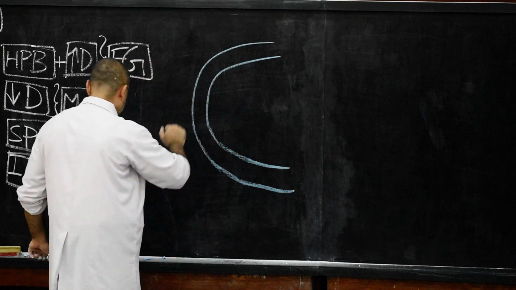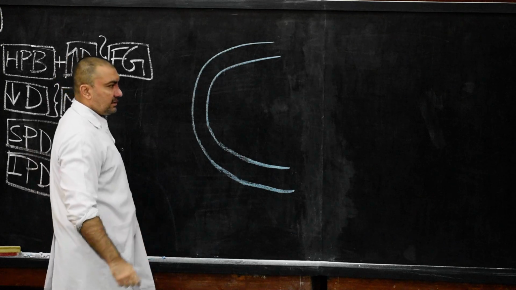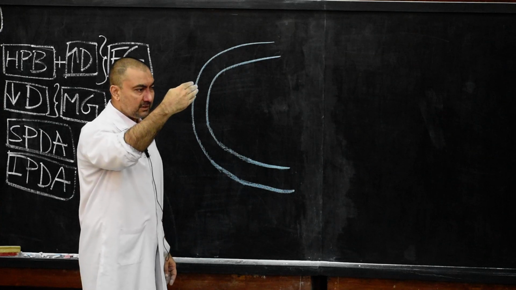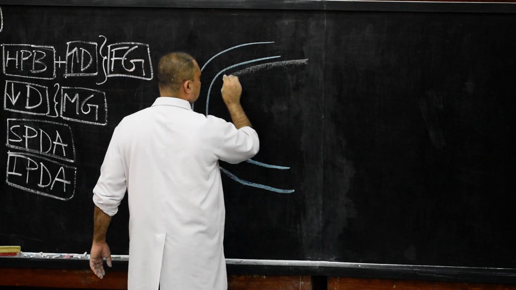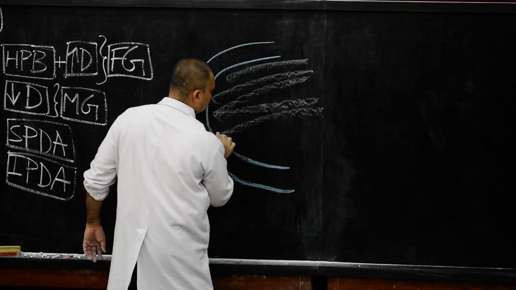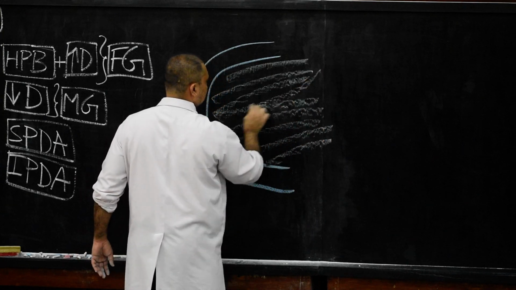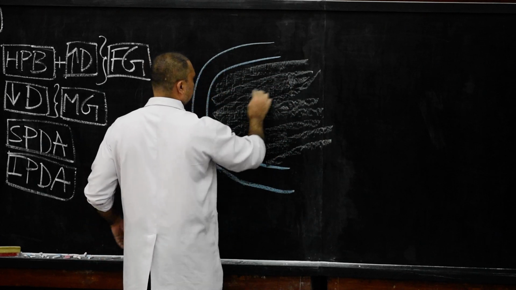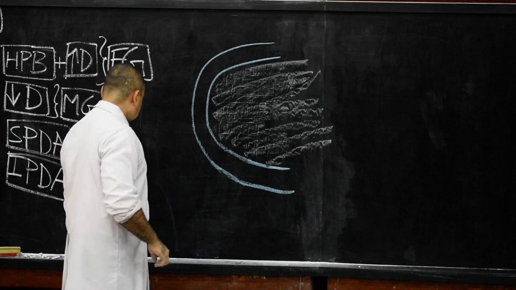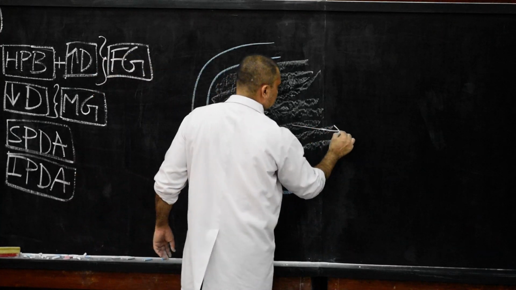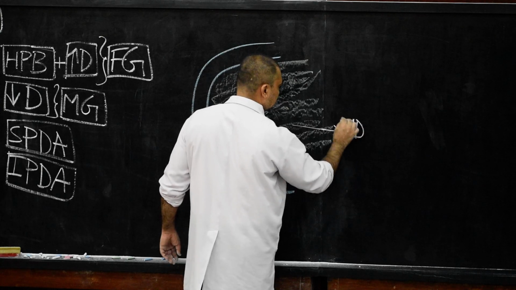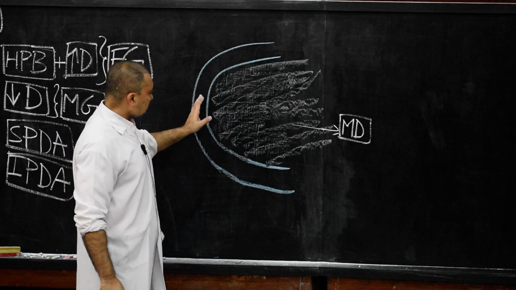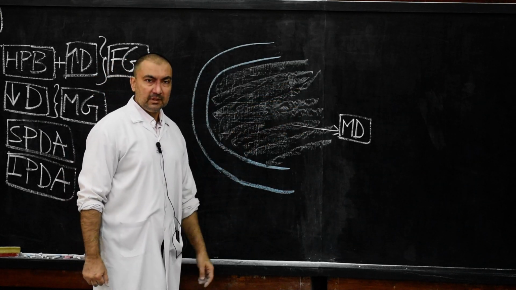Now dorsally, it will be suspended by the dorsal mesentery, which we had drawn during the attachment of the foregut, midgut, hindgut. Same dorsal mesentery, but here this dorsal mesentery will be known as the mesoduodenum. So you can name this as mesoduodenum, that is dorsal mesentery attaching the dorsal border of the duodenum with the posterior abdominal wall.